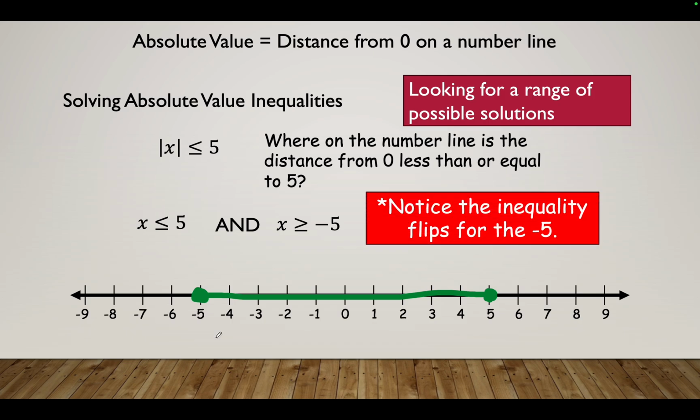You might write this. I want you to notice the inequality flips for that -5. And notice this format, where we can put x in the middle. We have our smaller number, -5, and the positive number, 5, and those inequalities are going the same direction.